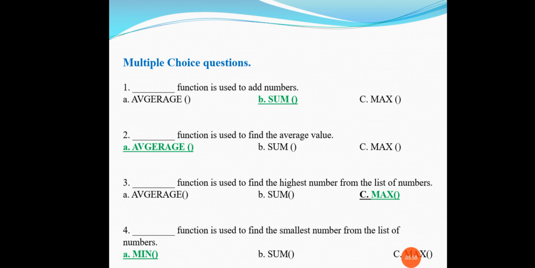Multiple choice question. First one, dash function is used to add numbers. Options are A. Average, B. Sum, C. Max. So answer is sum here.